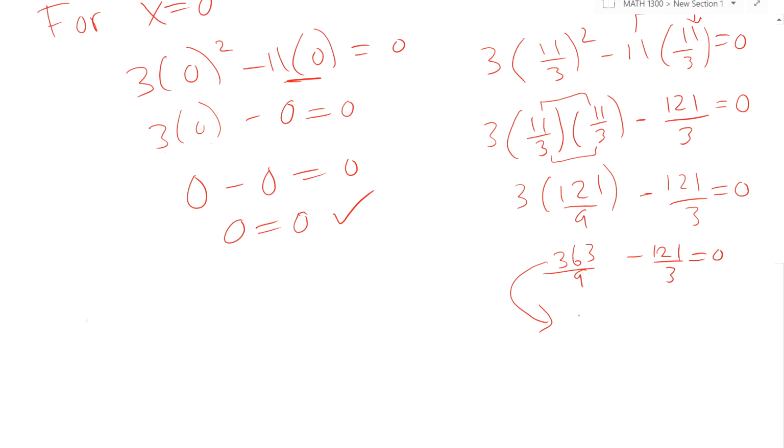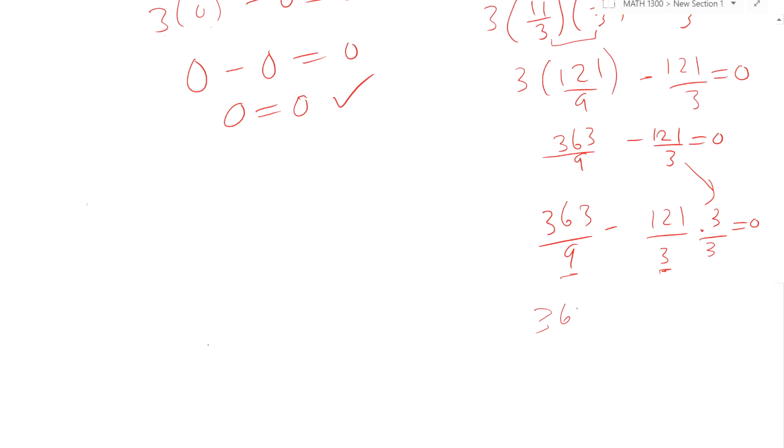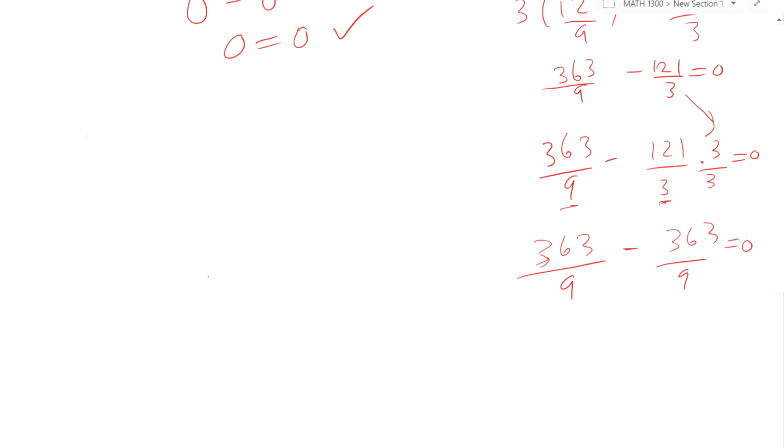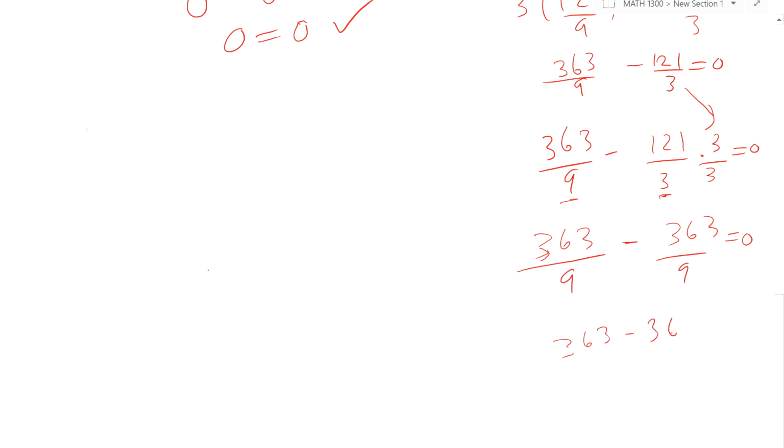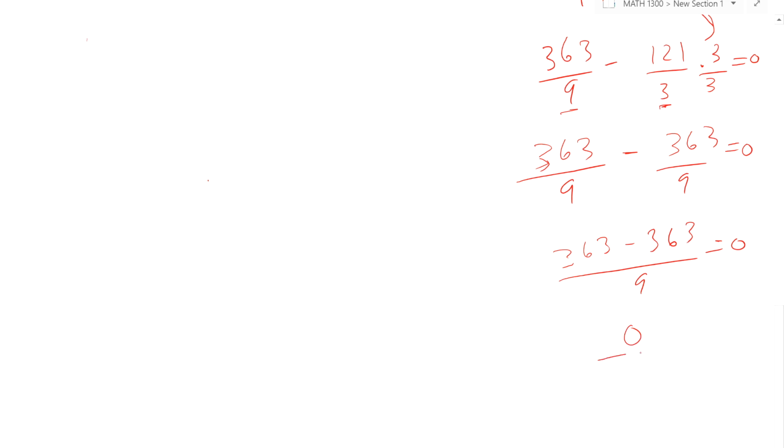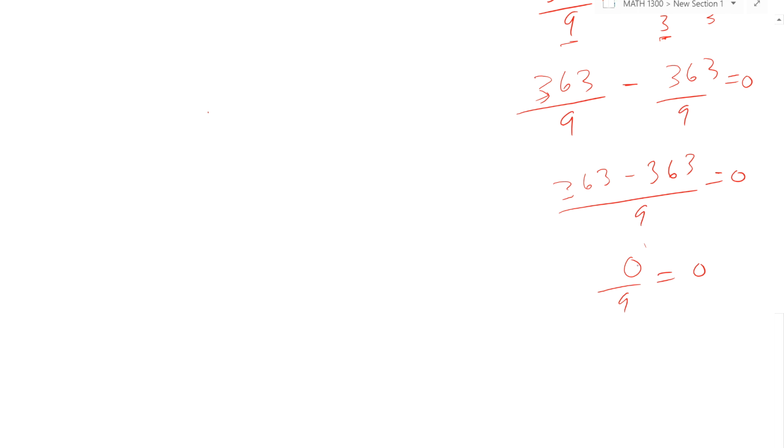And we can simplify this 363 over 9 even further. Oh, I'm sorry, we can't simplify it. We can multiply this 121 over 3 by 3 in order to get 9 as our denominator. And what I mean by that is the following: we need them to have the same common denominator in order to combine them, in order to add them or subtract them. And so afterwards we get the following: 363 over 9 minus 363 over 9. And so you can see that they're the same, so it's just 363 minus 363 over 9 equals 0, and that is just 0 over 9 equals 0, and 0 divided by anything gives you 0, so therefore this one works out as well.